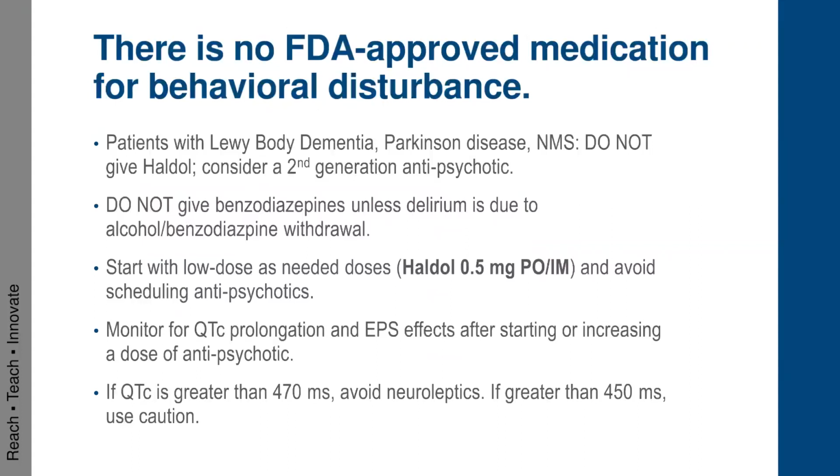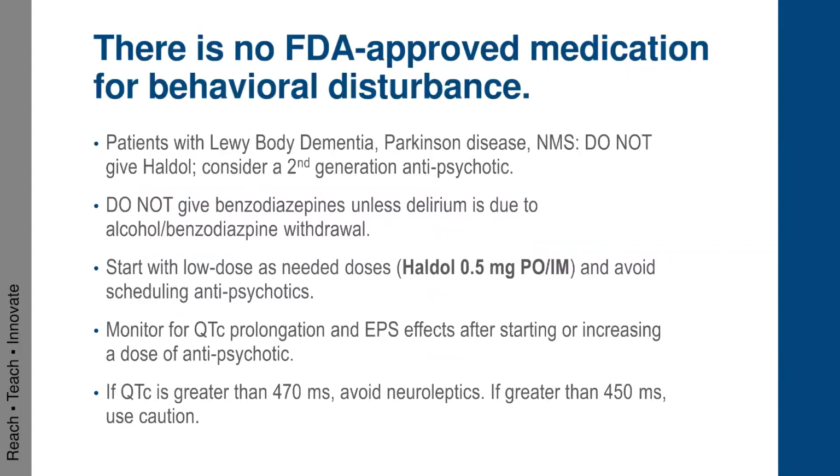If you do, it should be used in very low doses, at less than 3 milligrams or so per day total. And you do want to monitor for prolongation of the QT interval and, of course, extrapyramidal side effects after starting an antipsychotic. A typical rule of thumb is that if the QT corrected is greater than 450 milliseconds, you should try to avoid antipsychotics if at all possible, and if it's greater than 470 milliseconds, you should really try to avoid them, especially being very, very careful.